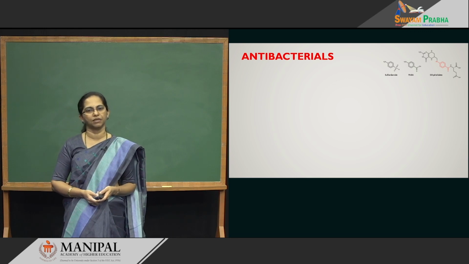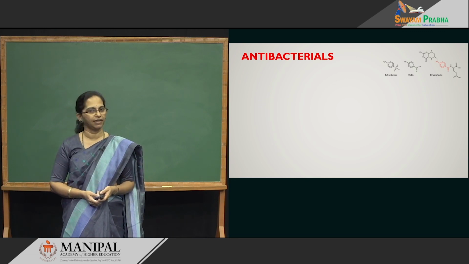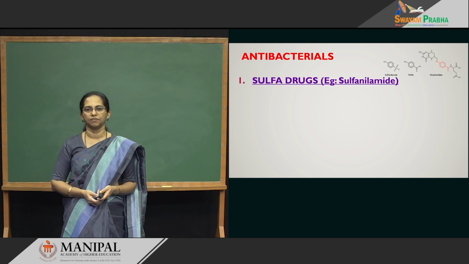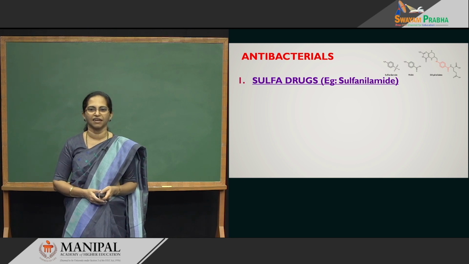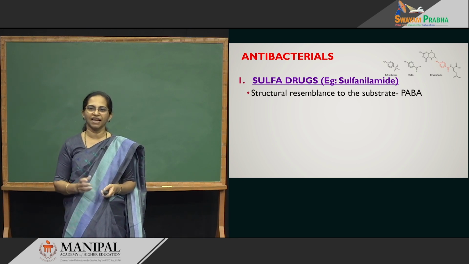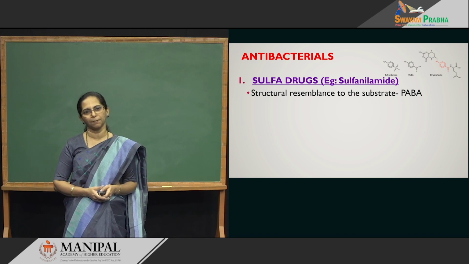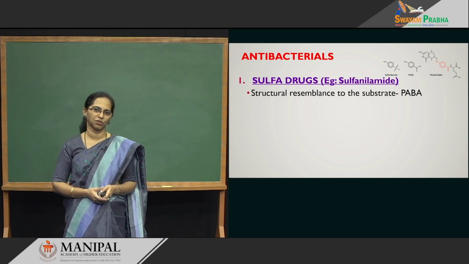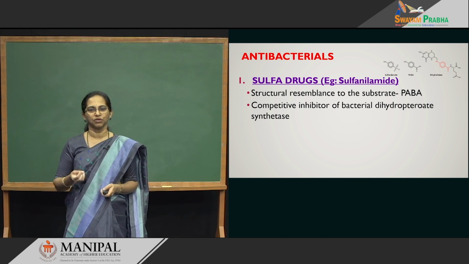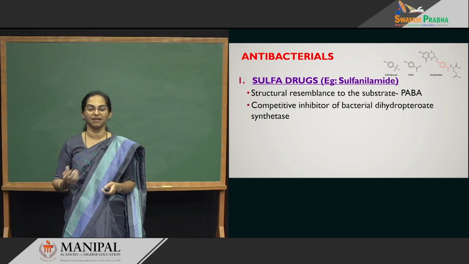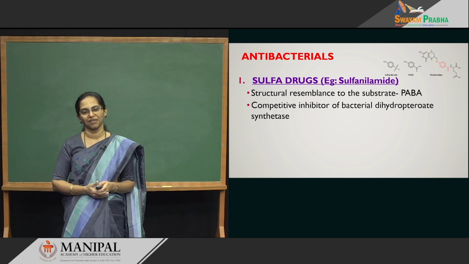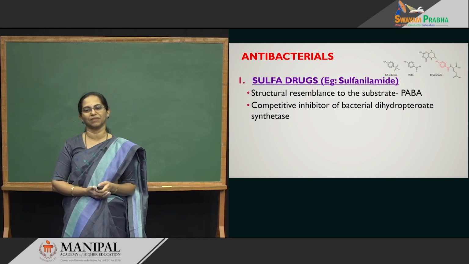So, let us begin with the most common antibiotic or antibacterials. So, the most important drug that we remember when we say antibiotic is the sulfa drugs or sulfanilamide. So, it has resemblance to a compound called as PABA, para-amino benzoic acid. So, what happens? You give sulfa drugs, the bacteria gets confused. Instead of using PABA, it will start using sulfa drugs and it will inhibit the enzyme.